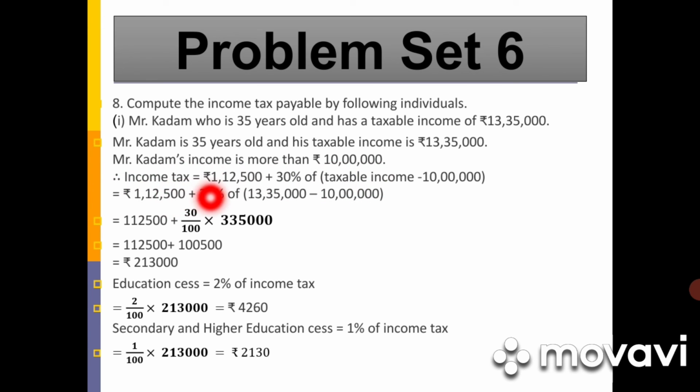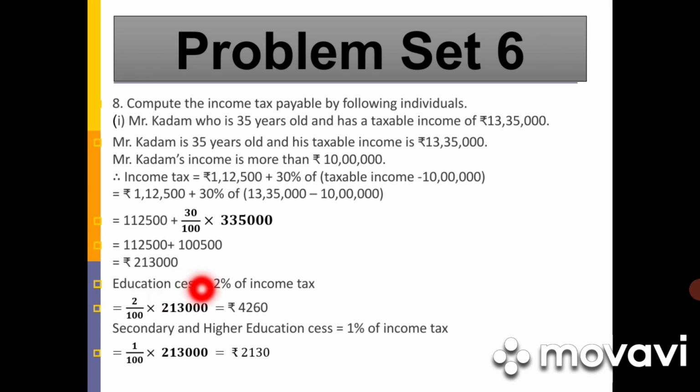Therefore, income tax is equal to rupees 1,12,500 plus 30% of the taxable income minus 10 lakhs. This is equal to rupees 1,12,500 plus 30% of 13,35,000 minus 10 lakhs. This is equal to 1,12,500 plus 30 upon 100 into 3,35,000, which is equal to 1,12,500 plus 1,05,500. This is equal to rupees 2,13,000.